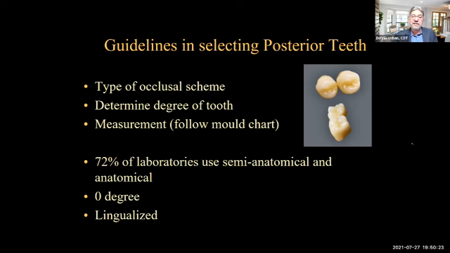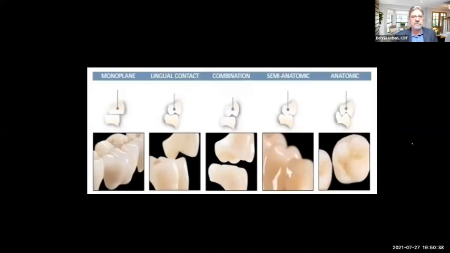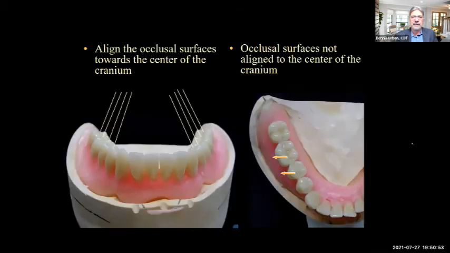So 72% of laboratories use semi-anatomical and anatomical teeth. You don't really want to use a 0 degree or 5 degree tooth on these cases, because you want the patient to tear and chew their food, not grind or slide like a cow. So most of the time I'm using lingualized occlusion. Here are some of the different combinations of occlusal schemes. You can see a lot of semi-anatomical, anatomic combinations, which I used to utilize years ago with lingualized occlusion. We used to use a higher degree of tooth on the upper and a lower degree of tooth on the lower. So when we're setting these teeth, we want to align the occlusal surfaces towards the center of the cranium.